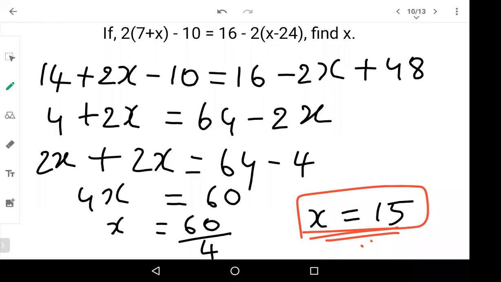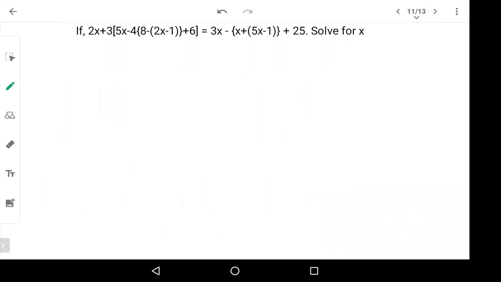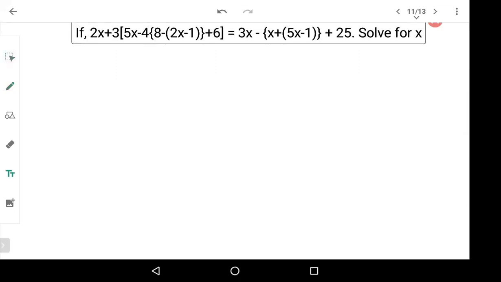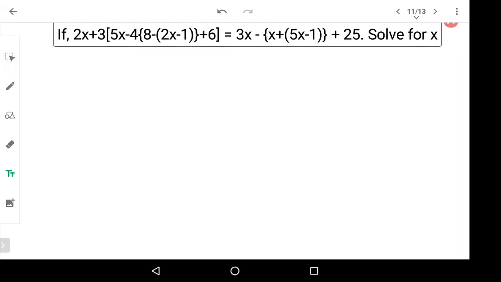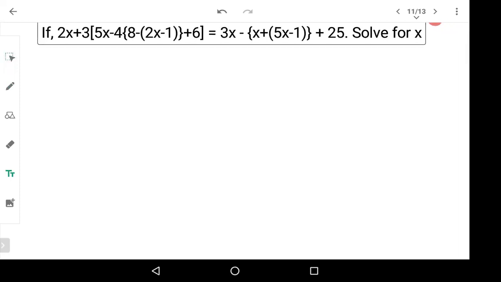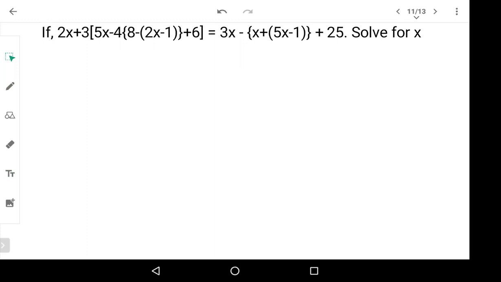Good. Let's go to the next question. Looks big, but it's very interesting to solve. Okay, so that is the question. We have a lot of brackets in this question. So we are supposed to remove the brackets first slowly, and then we will be able to solve the question. Okay, so that is how we solve such type of questions.